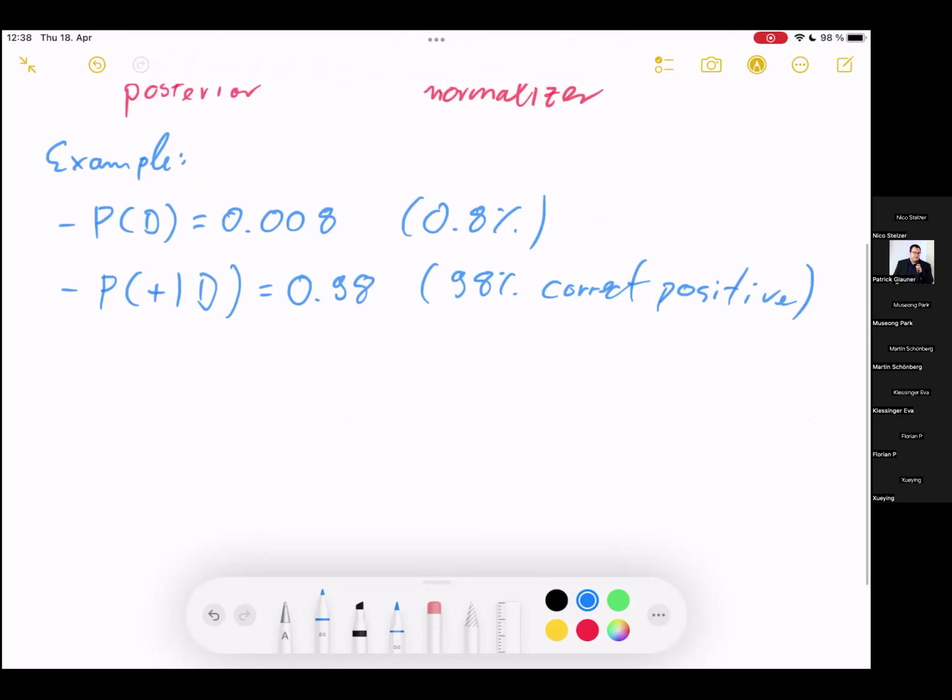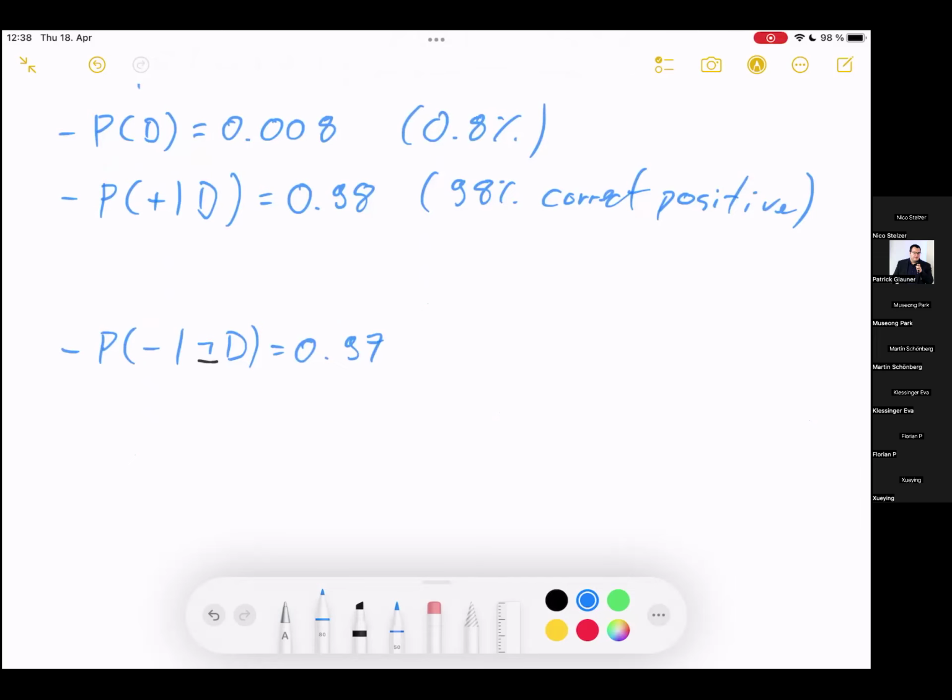And we've also seen that we have a correct negative of 97%. Correct negative would mean a negative test given that I don't have the disease. So here I have an inversion of the logic. P of negative given not having the disease is 0.97. And what I want to know now is, what is the probability of having the disease given a positive test? Because this is the one we're wondering about. I got a positive test, am I sick or not?